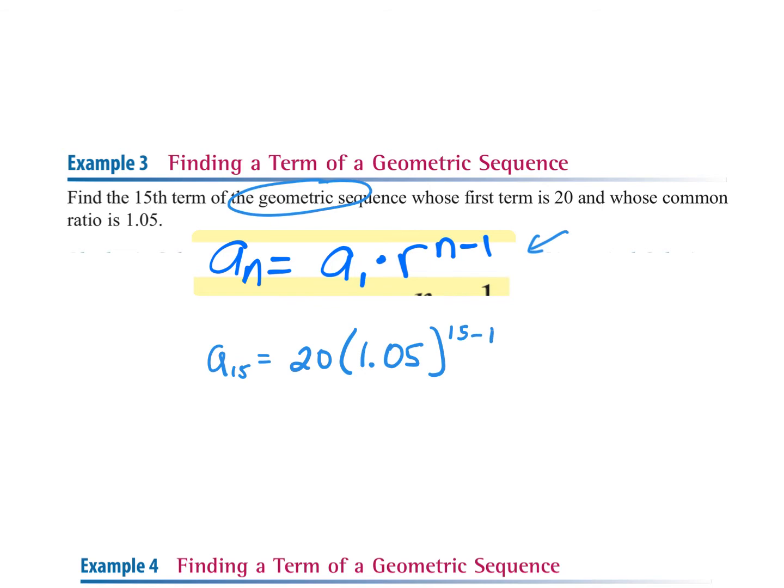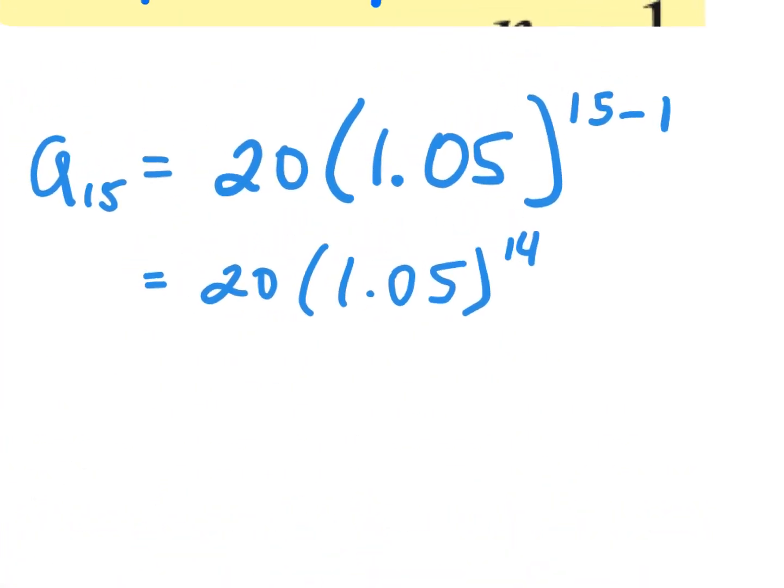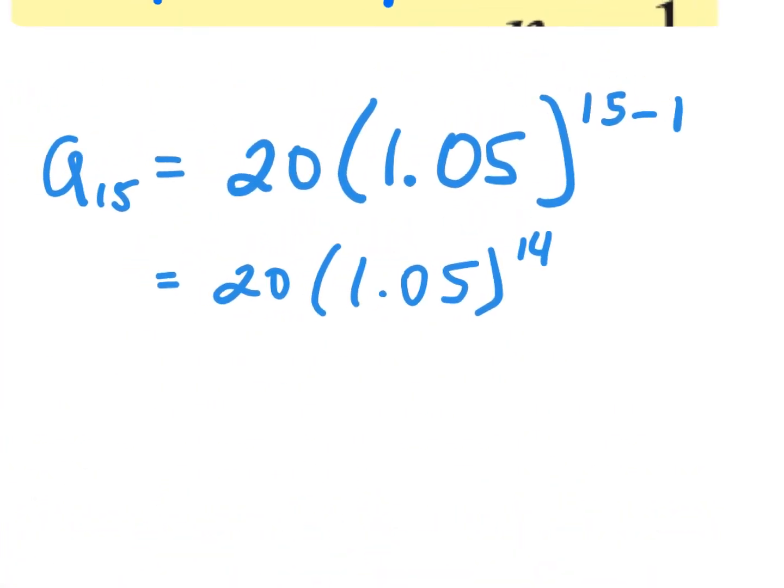Questions? All right, if I go through here and simplify this, I have 20 times 1.05 to the what? 14th. What do I do first in my calculator? I do the exponent. So I'm going to say 1.05 to the 14th power. And then I'm going to times it by 20.